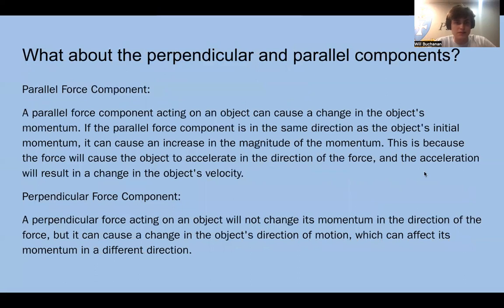And for the perpendicular and parallel components, the parallel force component can cause a change in the object's momentum because it can cause a change in speed, and momentum is mass times velocity. So a change in velocity will cause a change of momentum, whereas a perpendicular force component can only change the direction of the momentum, but it can't change the actual magnitude of the momentum because it cannot affect the speed. It only affects the direction.